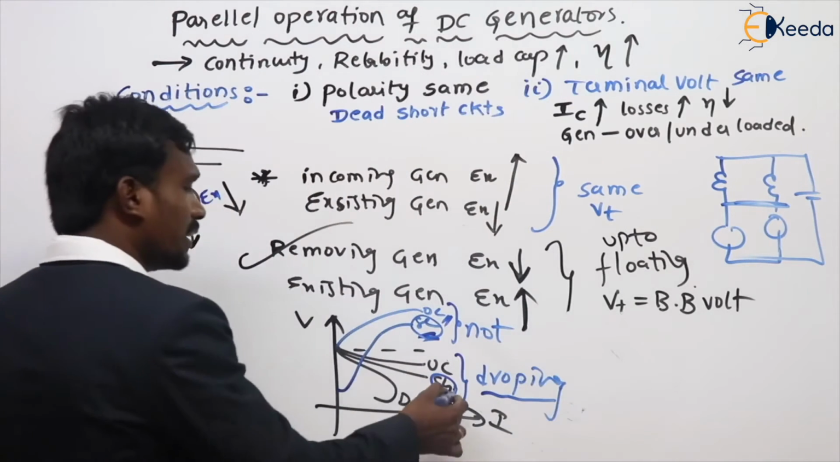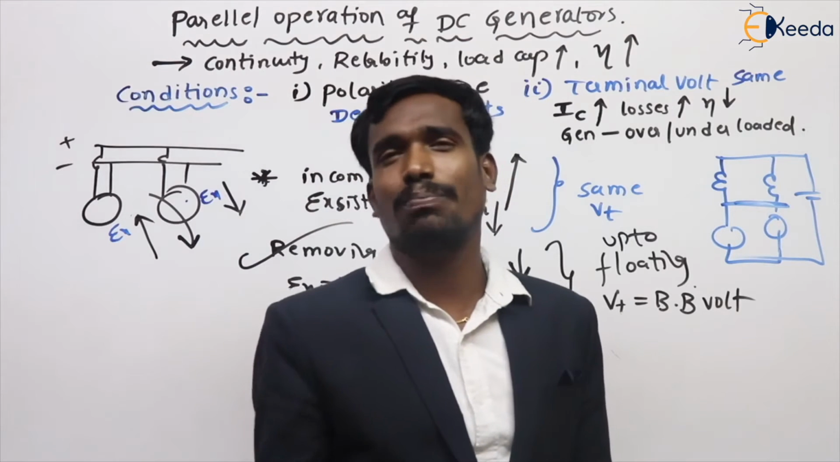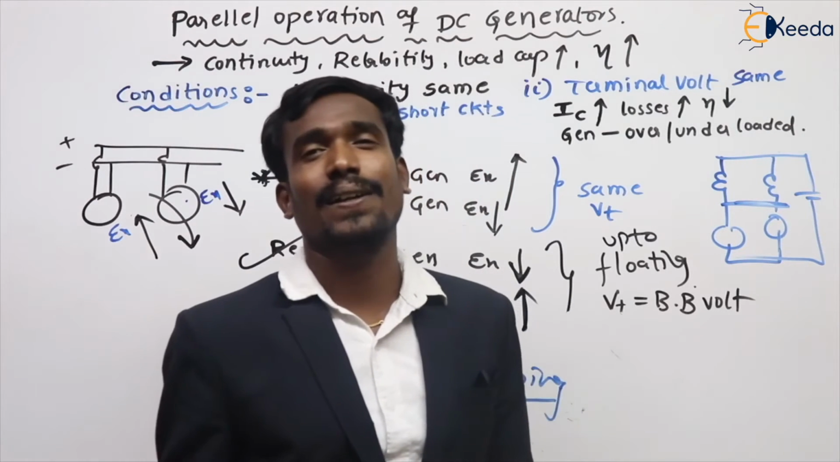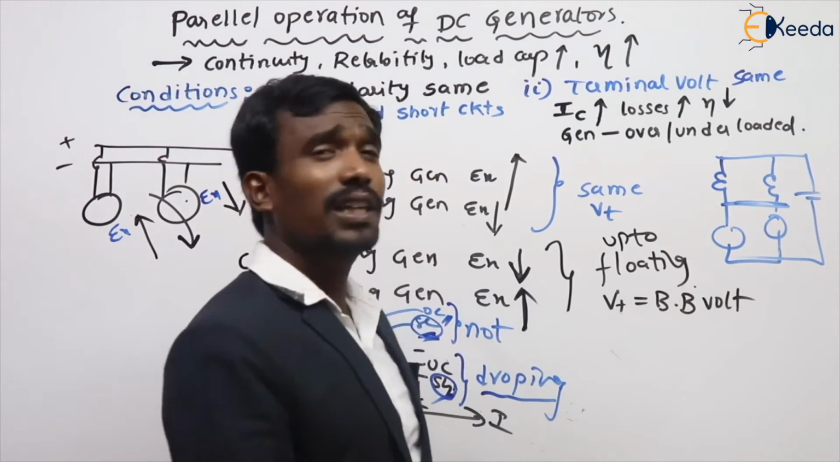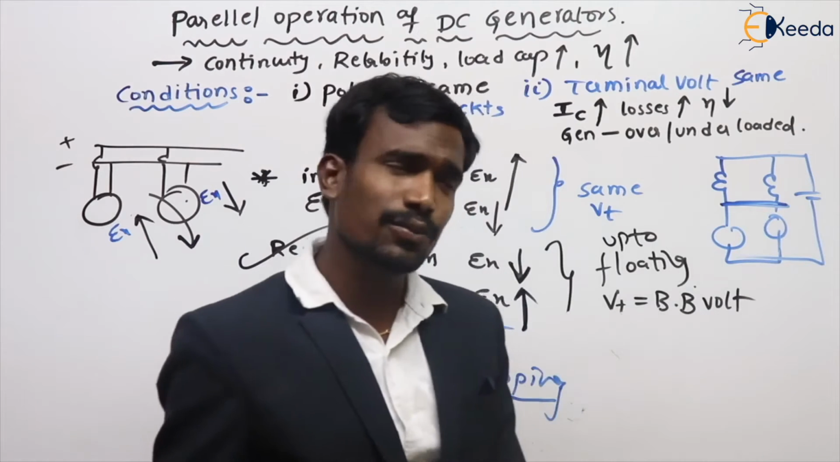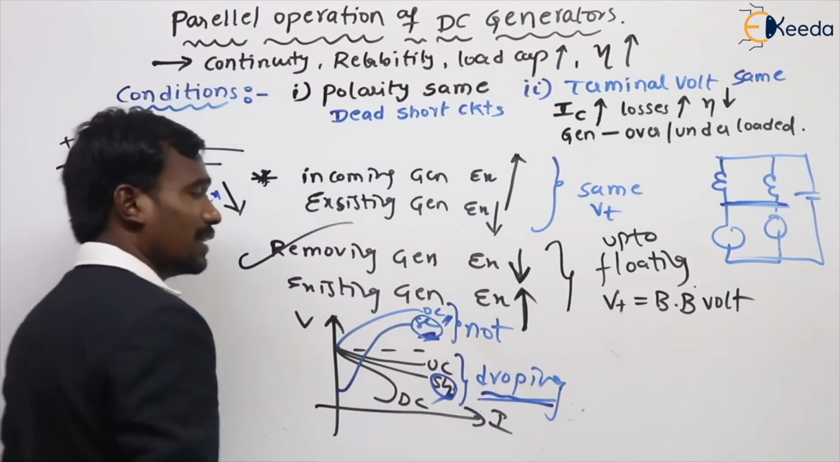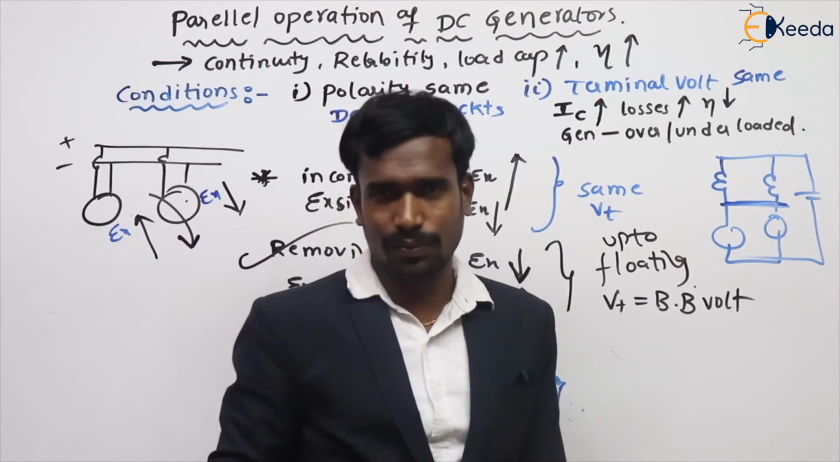But for shunt generators, there is no need for equalizer rings or equipotential points, we can connect directly. So in a series generator, by using equalizer rings or equipotential connecting wires, we may make it parallel. So you should remember that drooping characteristics are a must for parallel operation.